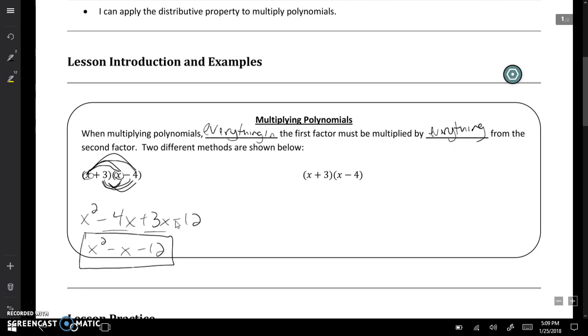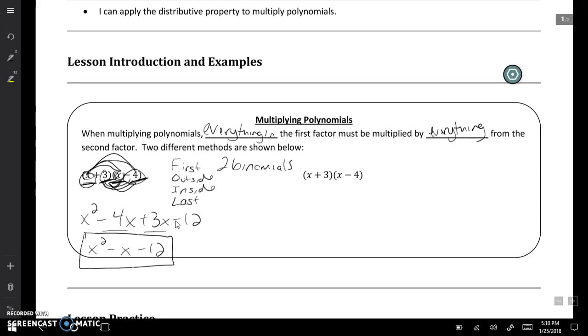Okay? And that's our answer. The way we can help remember that is the acronym FOIL. F is the first term, so x times x. O is the outside terms, x times -4. Then you got inside, 3 times x, and then you got the last terms, 3 times -4. The only bad news about that is this only works if you have two binomials, guys, with two terms. That's the only way FOIL works. But the idea is the same.